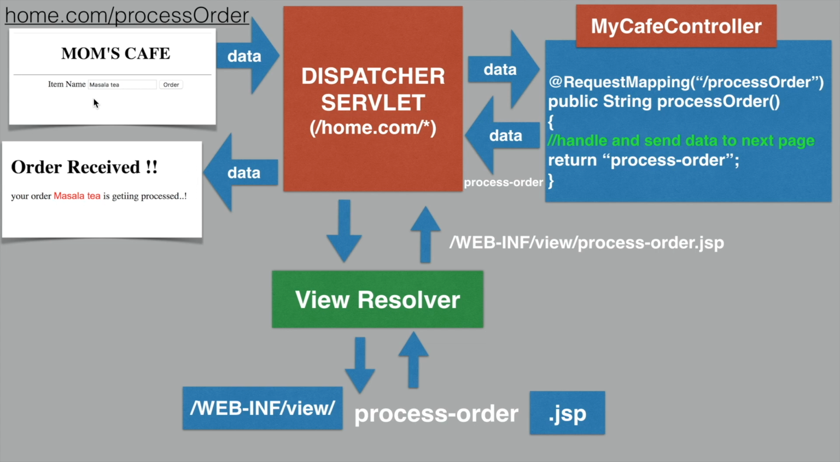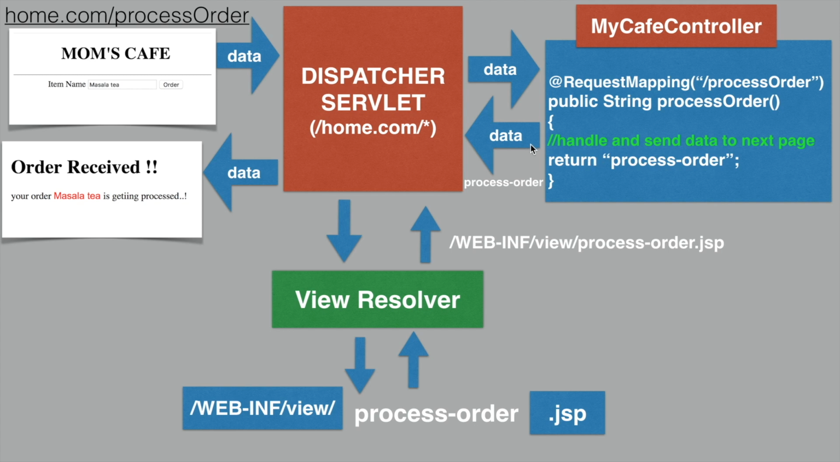So you can see this particular data, masala tea, goes from here to here, then here to here. Here I handle the data, and again I send that particular data. I send this masala tea data where I actually want to send it. I want to send it to the process order page.